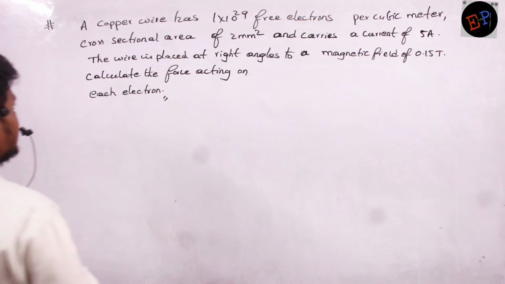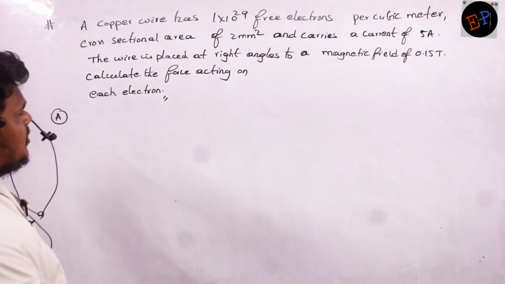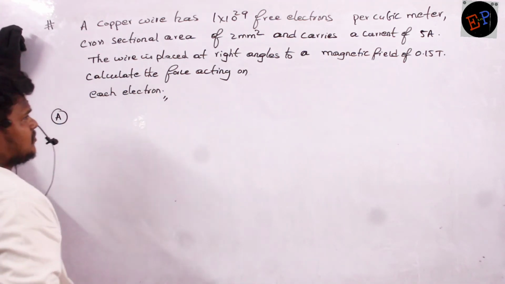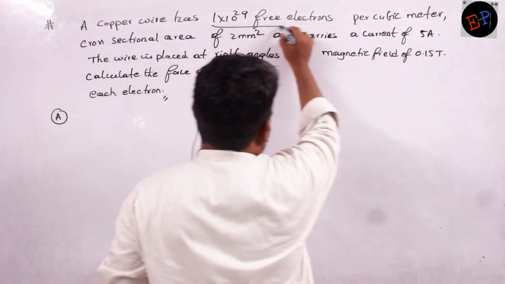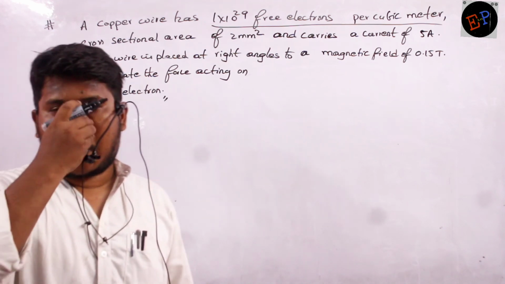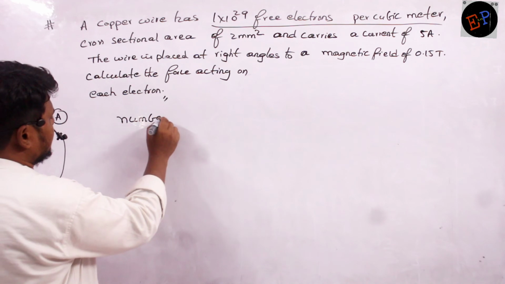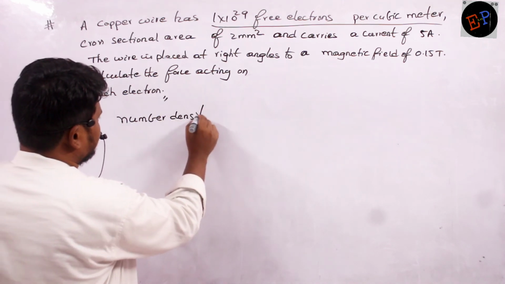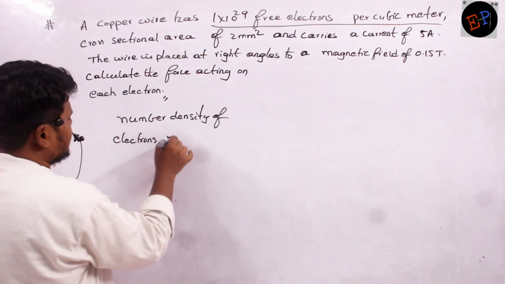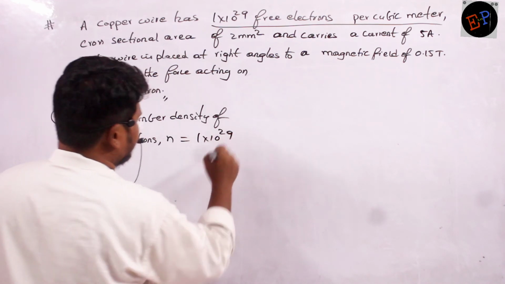A copper wire has 1 into 10 power 29 free electrons per cubic meter. What is meant by 1 into 10 power 29 free electrons per cubic meter? That is called the number density of electrons, which is represented by n. So n value is 1 into 10 power 29.